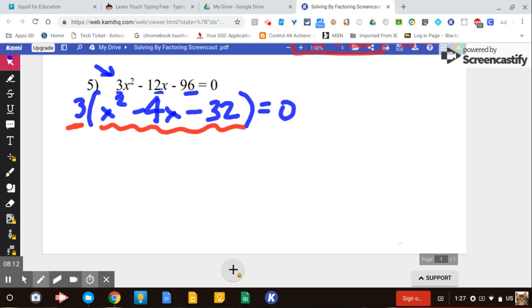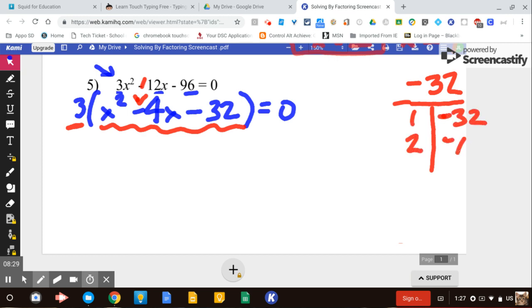And my factors here, negative 32. And my bigger one is going to be negative. So all these are going to be negative. So I have 1 and negative 32. I have 2 and negative 16. That doesn't work. 3 doesn't go into 32. 4 and negative 8. Oh, that one will work. Those are all the factors anyway. So 4 and negative 8 are going to be the ones that I want.